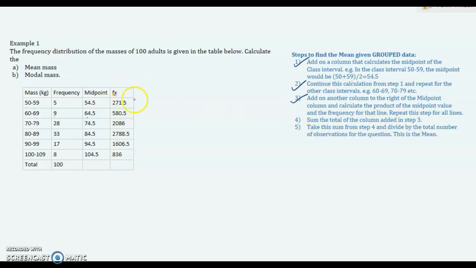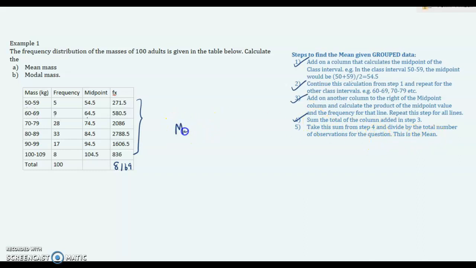So I have to sum this column here. I want to get the total value, and when I work that out, I'll get 8169. So now that completes step 4. Now I'm going to take this sum from step 4 and divide it by the total number of observations in the question. This is the mean.